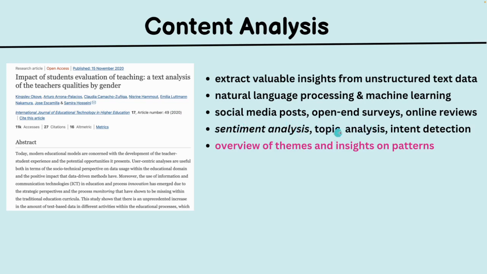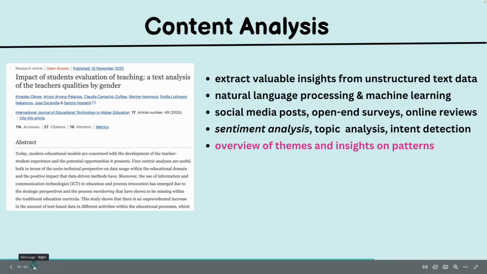Or we can see what are some of the topics that are bubbling up as being important, or we can even try to detect some of the intent in these text passages. It gives an overview of themes and insight into patterns.